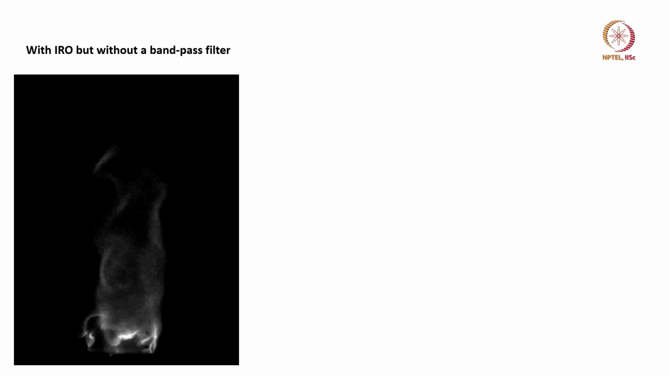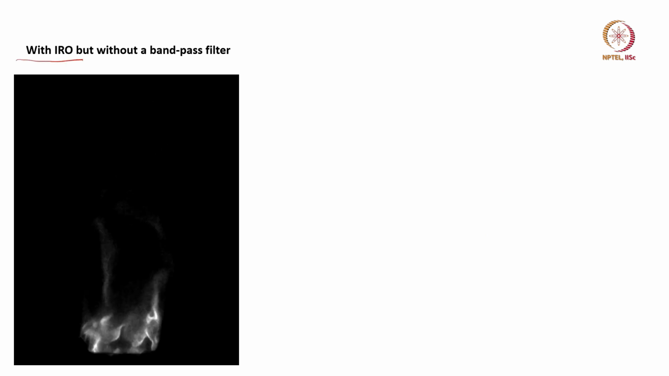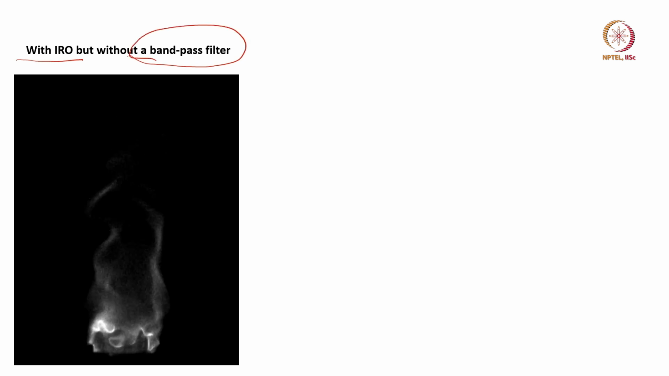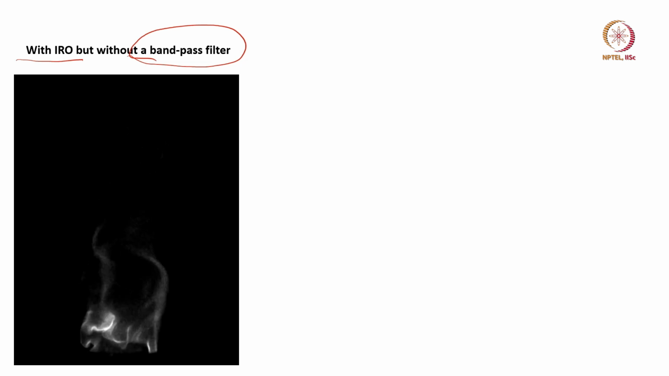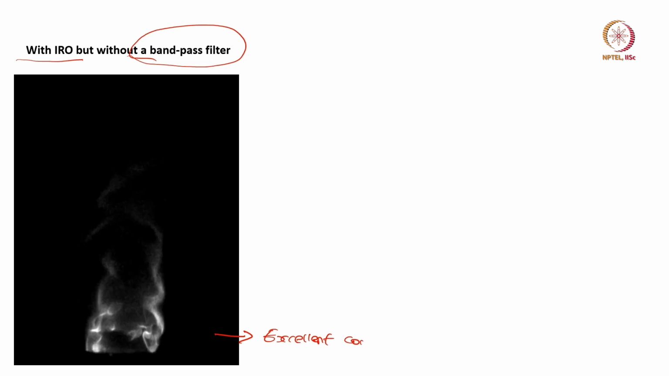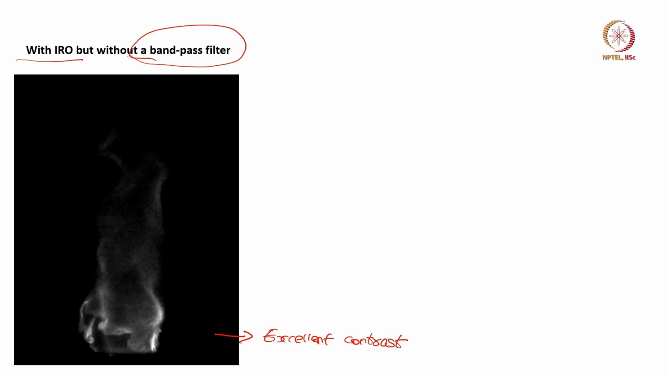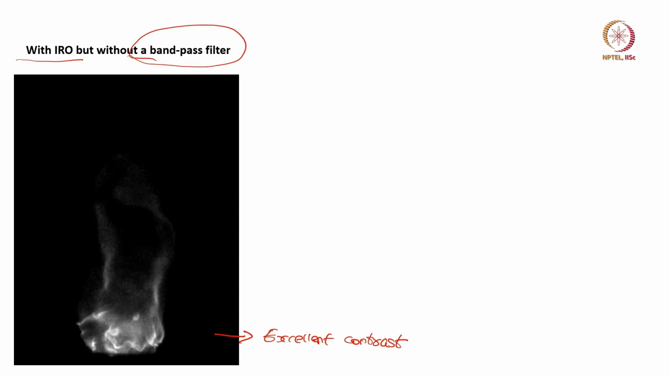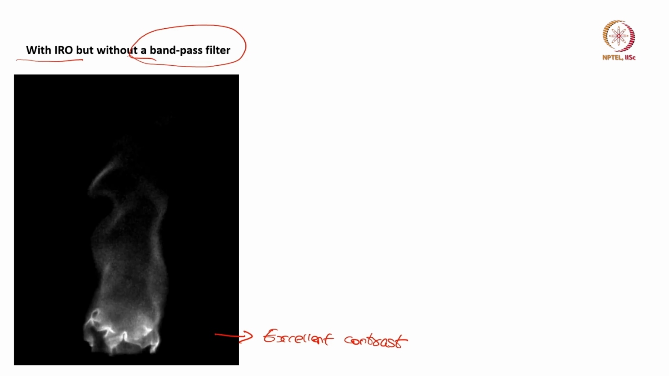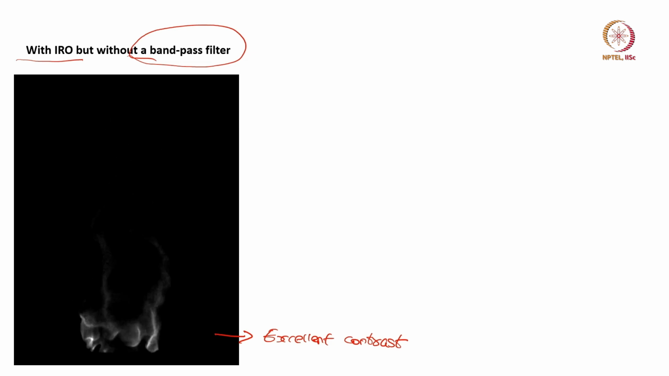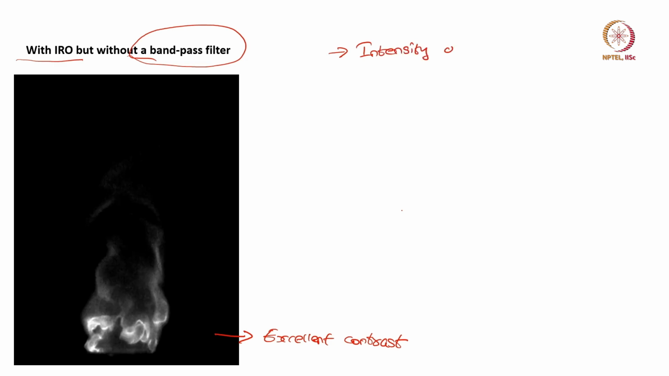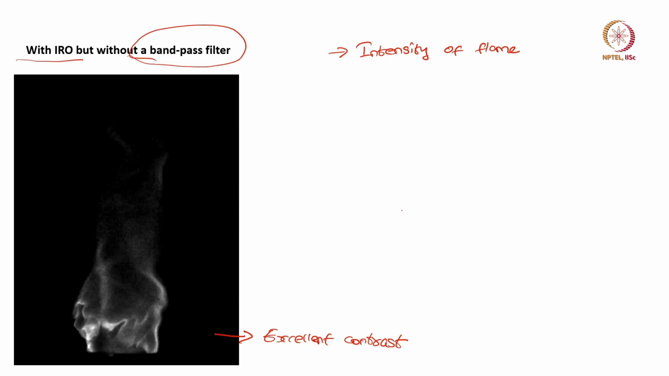Here in this experiment, we have used an IRO but without a bandpass filter. In this setup, we can clearly see the flame with excellent contrast compared to the earlier experiments. This is completely similar to the DSLR video which we captured earlier. The key difference here is that the intensity of the flame is significantly higher.